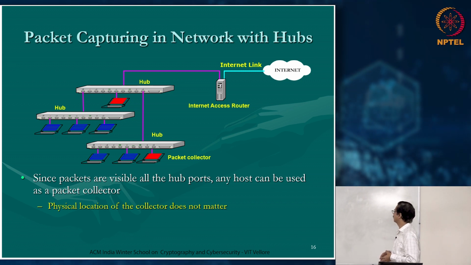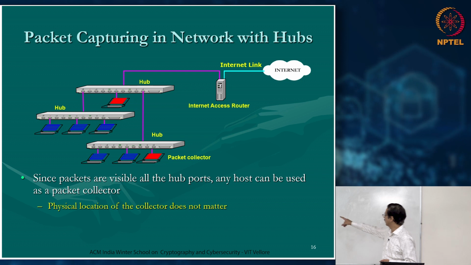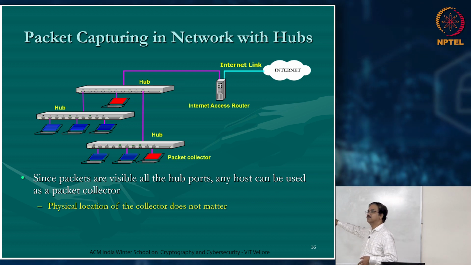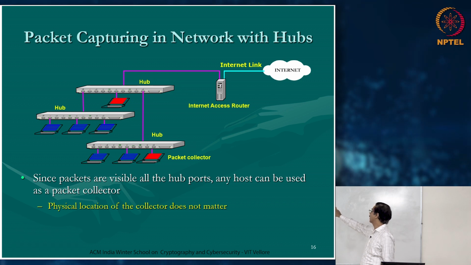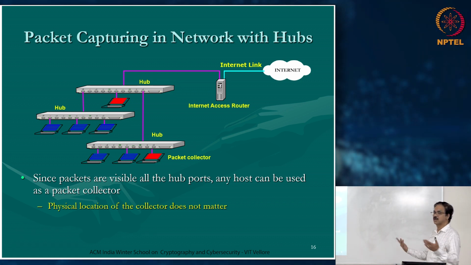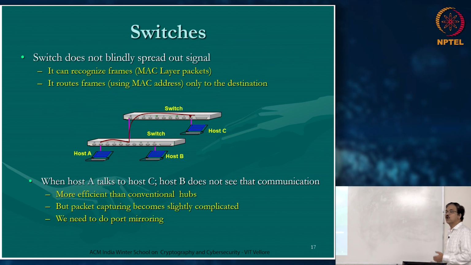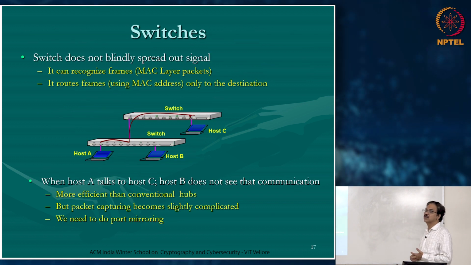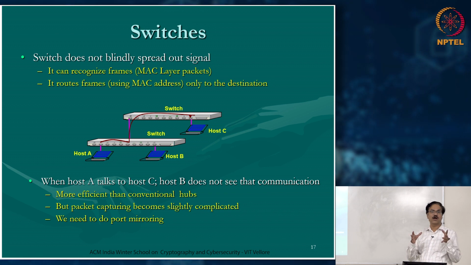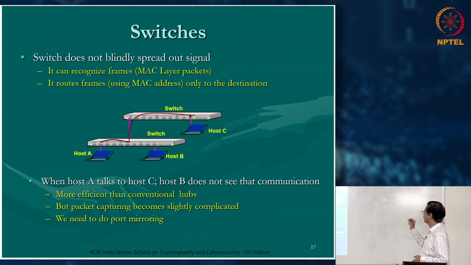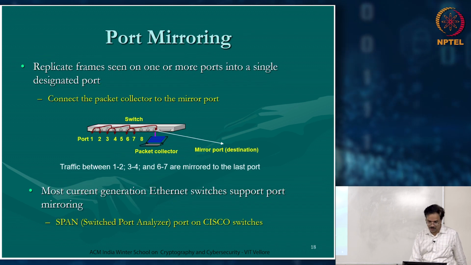For example, if you wanted to capture packets that are moving from the bottom left side to the internet, you can have your packet capturing machine located anywhere on the network, because it is a hub, so everything will get displayed. But a switch is not like that. A switch is a device where the packets are switched using the MAC header information only to the specific place.